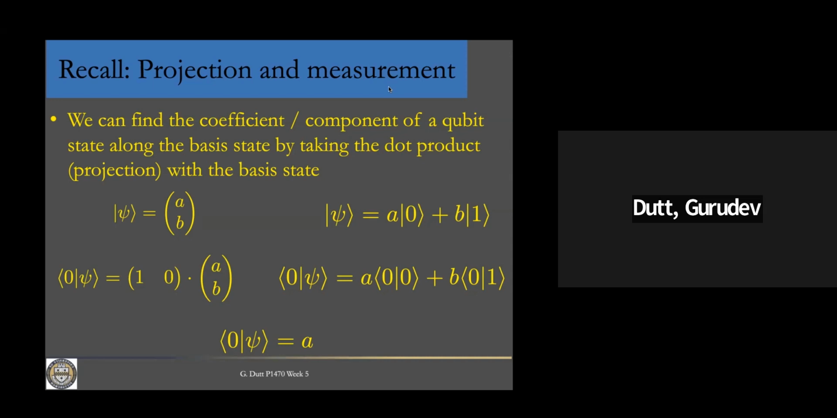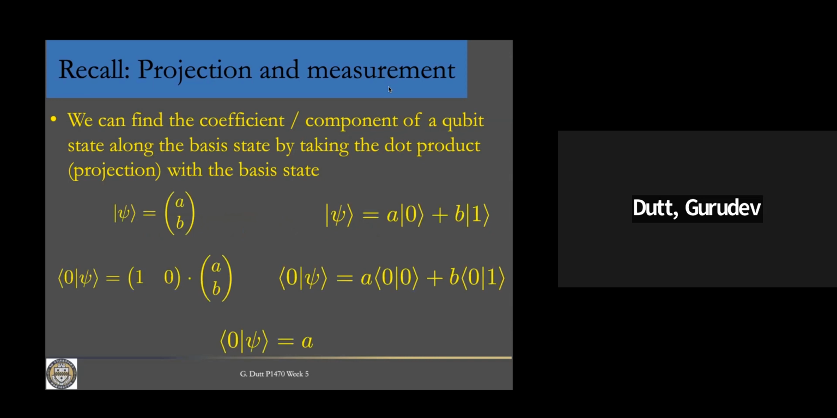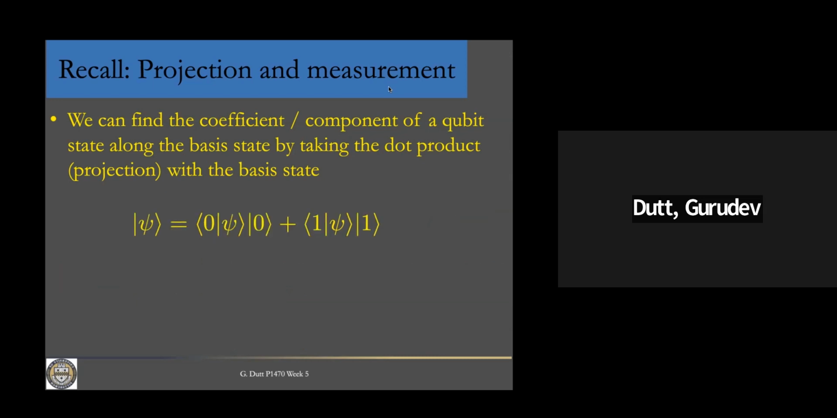Okay. We did that for the 1 state as well, and we found that the projection of psi onto 1 is equal to B. So since psi is equal to A times ket 0 plus B times ket 1, and A is shown to be the projection of psi onto 0 and B is the projection of psi onto 1, we can rewrite this entire expression as psi equals the projection of psi onto 0 times ket 0 plus the projection of psi onto 1 times ket 1.